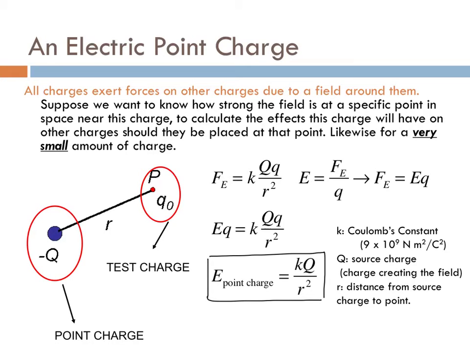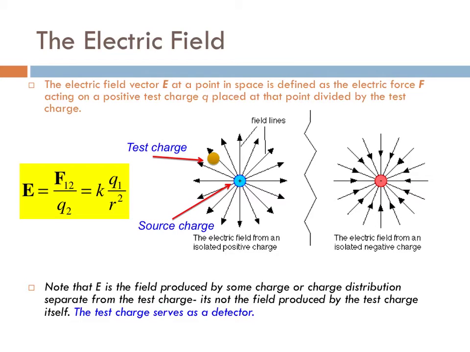The charge is actually creating the field. And r is the distance from the source charge to a point. So what we can do is use this equation to determine the electric field strength at a certain point. The electric field vector E at a point in space is defined as the electric force F on a positive charge q placed at that point divided by the test charge. All that means is that you are looking at the electric field strength as it affects a test charge.